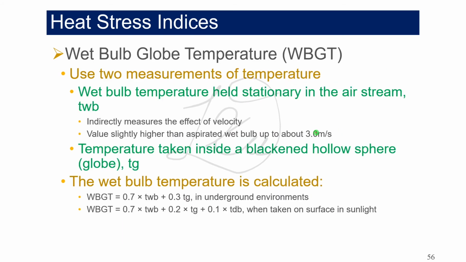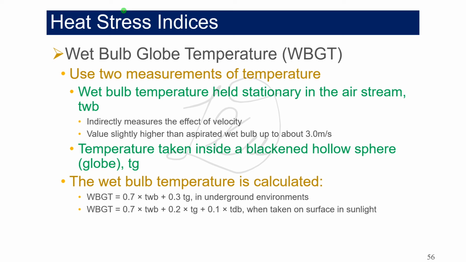The last heat stress index is the wet bulb globe temperature. It relies upon two measurements only. The first is the reading indicated by a wet bulb thermometer held stationary in the prevailing airstream. This is sometimes termed the natural wet bulb temperature. This temperature is normally greater than the aspirated wet bulb temperature. Secondly, the temperature at the center of a blackened hollow sphere, or globe temperature, is measured. And then these two temperatures are combined to the wet bulb globe temperature by using the equation below.